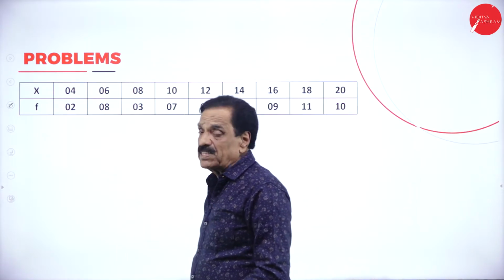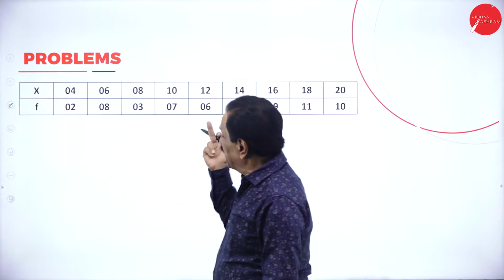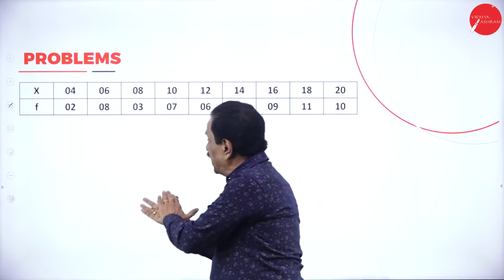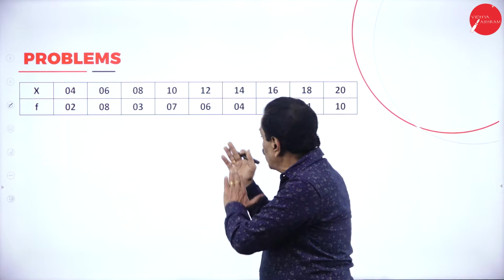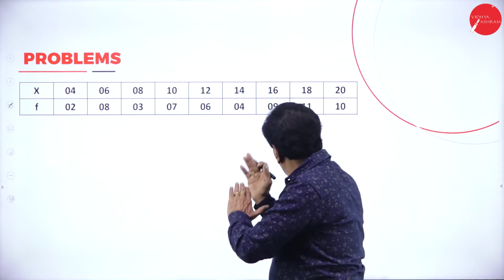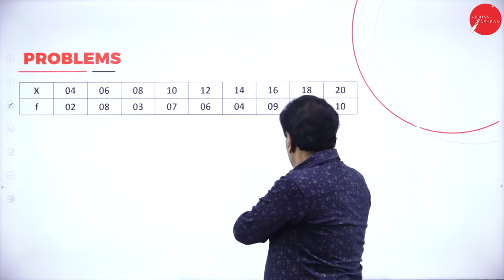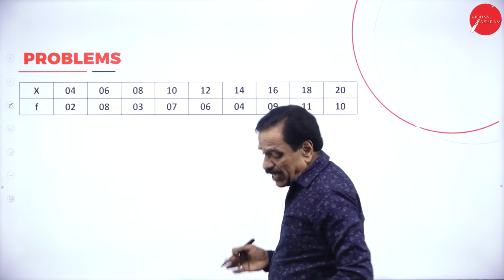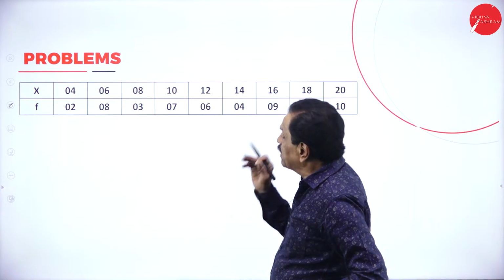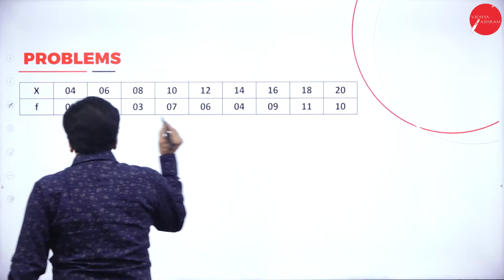If you see the frequency, the first number is 2, the second number is 8, it falls down to 3, increases to 7, falls down to 6, falls down to 4, increases to 9, increases to 11, decreases to 10. Definitely we can say it's a frequency. Now we'll add the frequency.